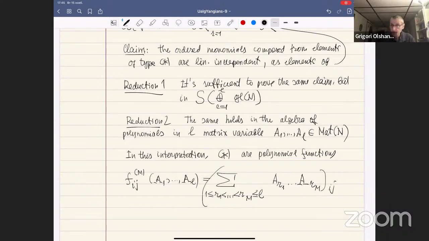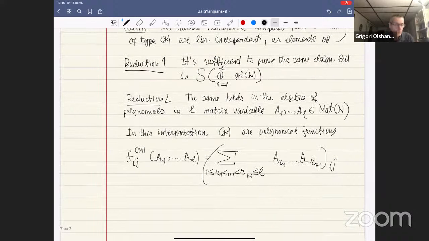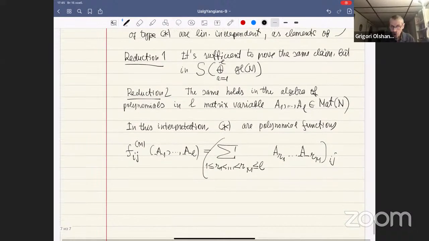After multiplication, we get a single matrix, and we take the IJ entry. So we have such a function, which strongly resembles the elementary symmetric polynomials. The only difference is that we apply the same definition not to commuting variables, but to non-commutative matrix variables. But formally, it looks quite similar. And now we argue as follows.